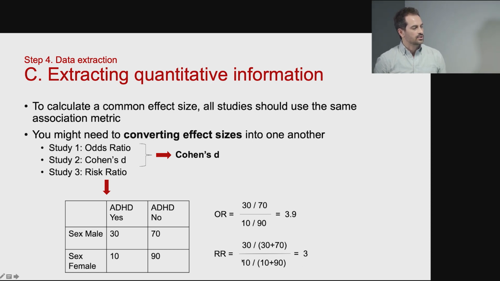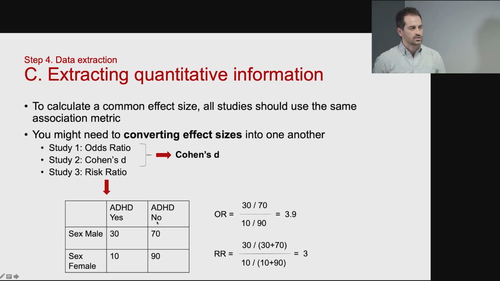Here, for example, let's say that we are studying an association between gender, sex, and ADHD. So you have the number of males with ADHD, the number of males without ADHD, and the same for the females. And you know, for example, that the risk ratio, the one the study used here, is the 30 here, the number of males with ADHD divided by the total of males, divided by the number of females with ADHD divided by the total of females.